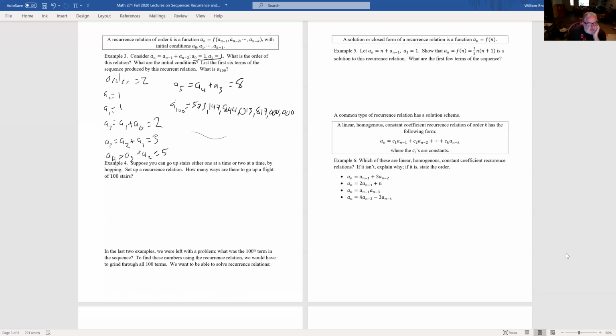So where do recurrence relations show up? They show up in a lot of different contexts. Here's a nice, kind of jocular one. Suppose you can go upstairs either one at a time or two at a time, and the two at a time is just by hopping or jumping or whatever. So what's a recurrence relation describing, if you have a flight of n stairs, how many ways there are to go up?